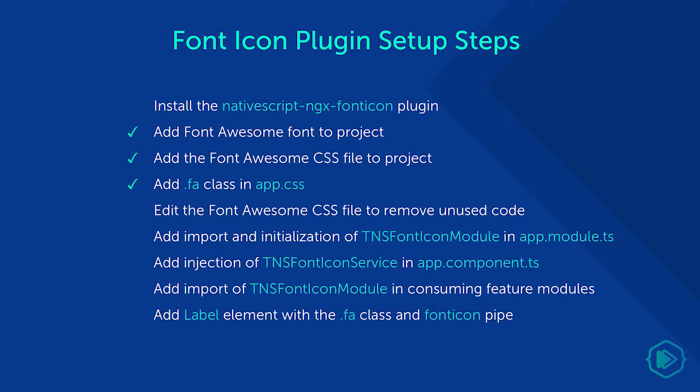In order to use the plugin, we're also going to need to import and initialize the font icon module in our root app module. We're also going to import it in our auth module because that's where we're using it. We're going to inject the font icon service in our root app component just so we can initialize it. And finally, this plugin will allow us to use an Angular pipe with the name of the icon instead of a Unicode character. And that's where the true value of this plugin lies. I just wanted to show you all the steps involved because it's easy to miss one of them. And this way you'll have a checklist to come back to and reference if you need.